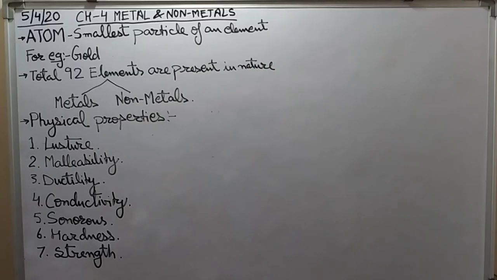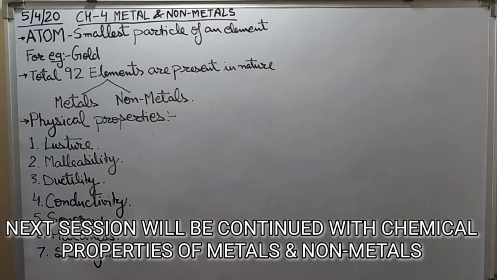Now all those physical properties, I have listed them as a difference between metals and non-metals. Now in the next section, we are going to learn about the chemical properties of metals and non-metals.